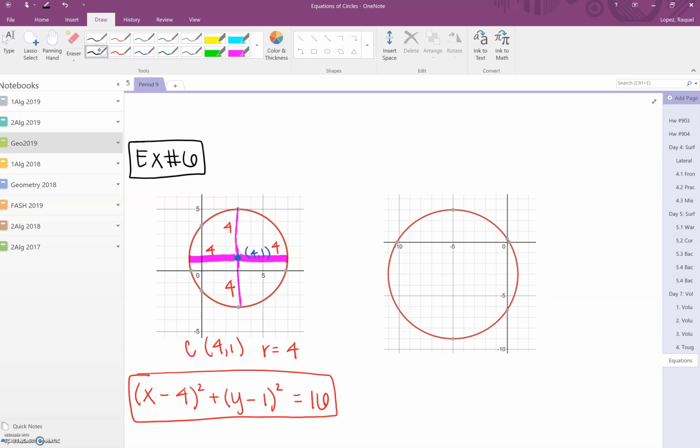Okay, so now let's do the next one. Just kind of eyeballing it, I can't really tell where the center is, but it looks like it's going to fall somewhere on this black line that I'm drawing here. Maybe I should just draw that with a highlighter. Yeah, looks like it's going to fall somewhere on here. And I think this is the center of the circle, but we're going to go ahead and double check.